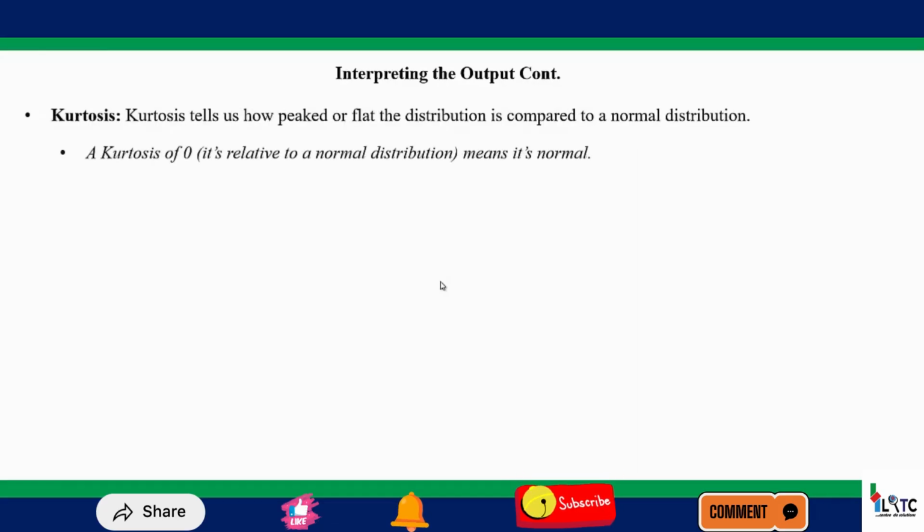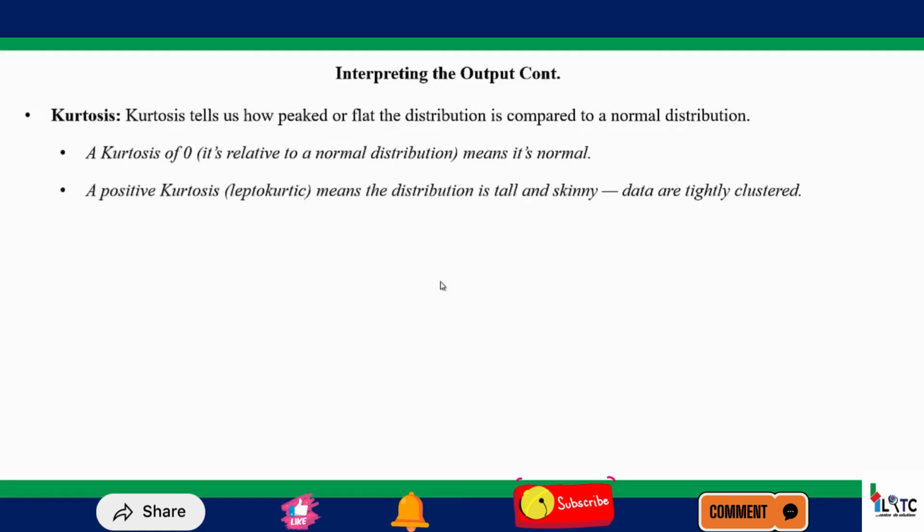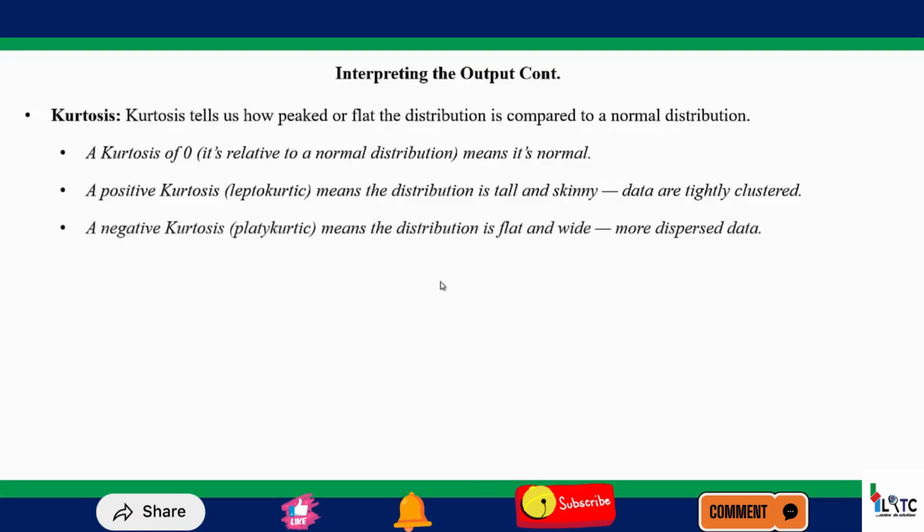The next one is kurtosis. Kurtosis tells how peaked or flat the distribution is compared to a normal distribution. So we have a positive kurtosis, a negative one, and also for this case we have a rule of thumb. For instance, if the value is 0, that simply means that the data is normally distributed. But if it is a positive kurtosis, which we refer to as leptokurtic, it simply means that the distribution is tall and skinny, and in that case we can say that the data are tightly clustered.